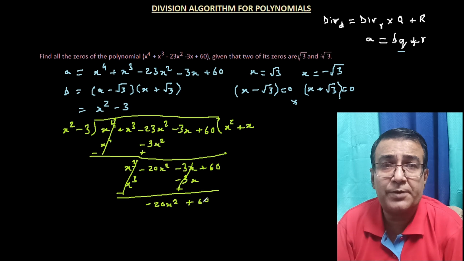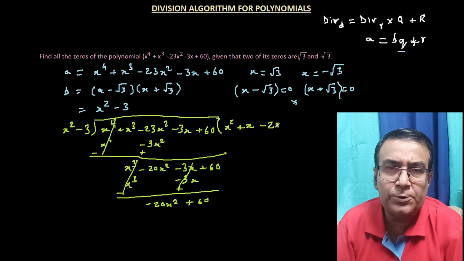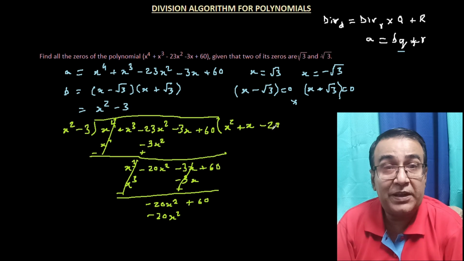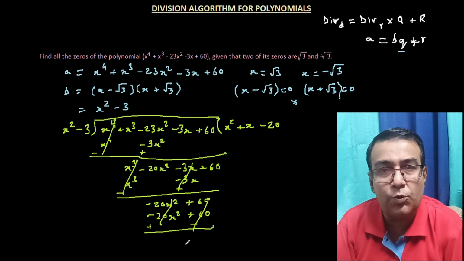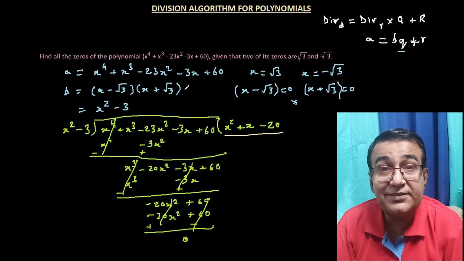Now minus 20x square divided by x square gives us minus 20, minus 20 goes into the quotient, multiplying it we get minus 20x square plus 60. Subtracting it, this becomes positive, this becomes negative, both of them get cancelled out, and we are left with a remainder of 0. That means our quotient is equal to x square plus x minus 20, and again it's a quadratic polynomial, we have to find the zeros.